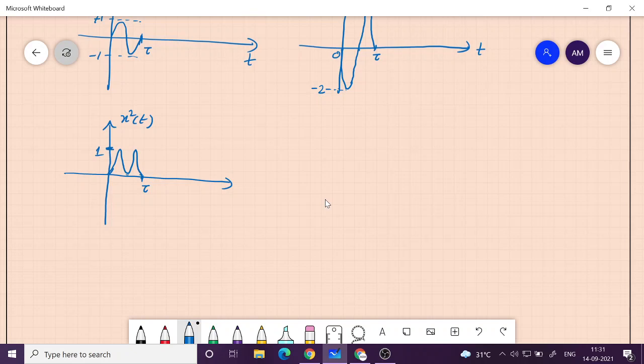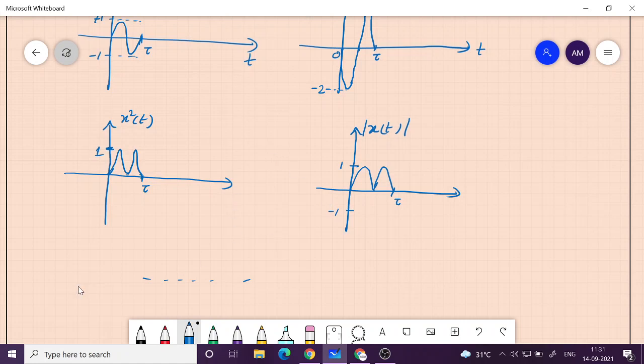One more I will show, modulus x of t. So what will happen? Same x of t, so this is 1, this is minus 1. The first half cycle stays as such, and the second half cycle you just invert it. There is no squaring, so the shape is preserved, but when you square, the shape will change. Here we are only taking negative to become positive. So in this way there is an endless number of amplitude transformations that are possible.